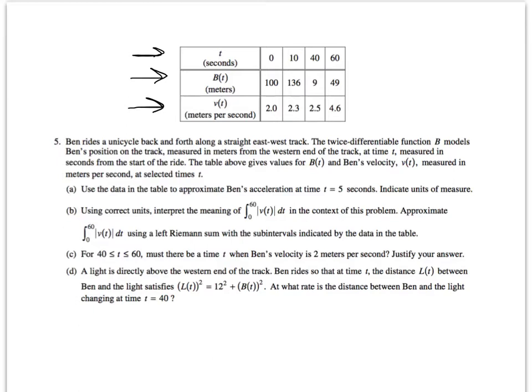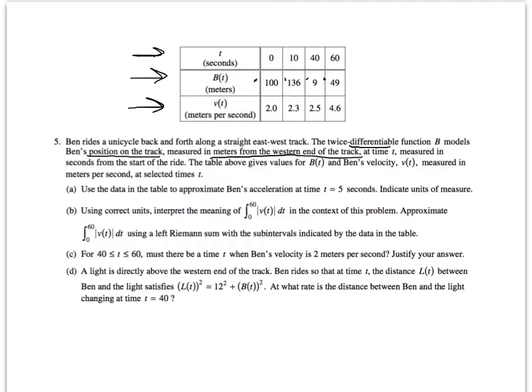Okay, so he's riding a unicycle back and forth along an east-west track. Okay, it's differentiable, and B is the position on the track in meters from the western end of the track. So in other words, at time 0, he is 100 meters from the western end of the track. Then he's 136 meters away. Then he's 9 meters away. And then he's 49 meters away from the western end of the track. Okay, so we need to make sure we understand it. And then meters per second.